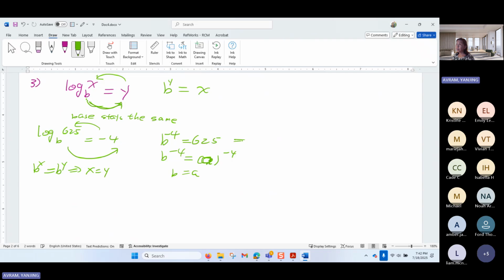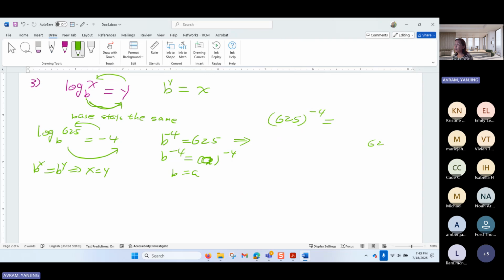Well, the quick and easy way here is to put it in a calculator. Just change 625 to the -4 power to see what comes out. I'm sure you'll get something, right?